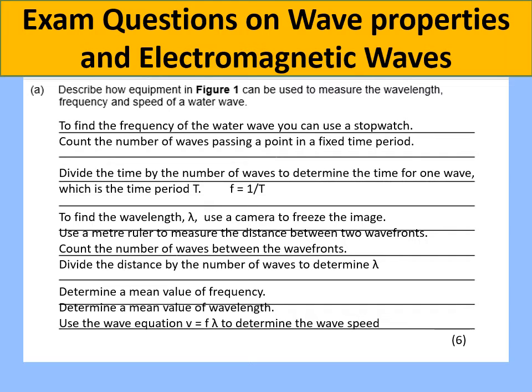Get a mean value for that, and then because you've got the frequency and the wavelength, you can use the wave equation v is equal to f lambda to determine the wave speed.